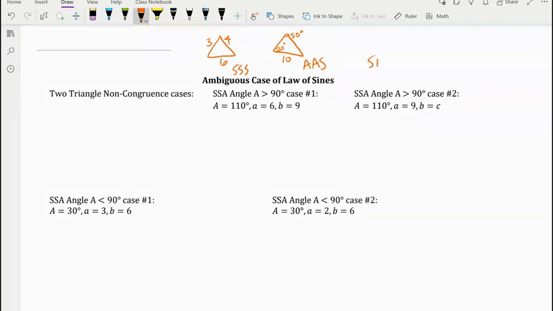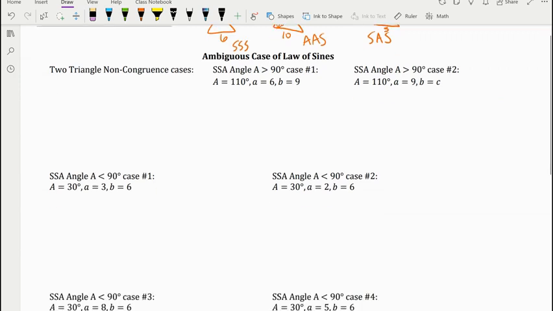Or if you have side, angle, side, that's when you have, okay, this side length is 3, the angle between them is 70, and this side length is 5. There's only one way for me to finish this triangle. So these are your triangle congruence theorems from geometry, where you can only create one possible triangle given this information. Now, the ambiguous case of law of sines is what happens if you have the side-side-angle case.